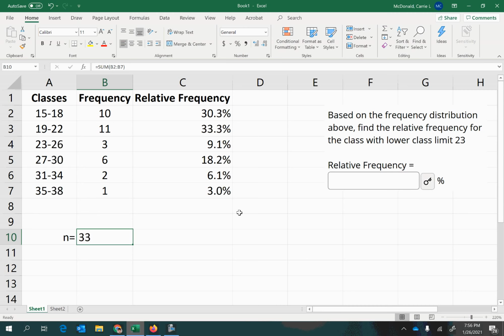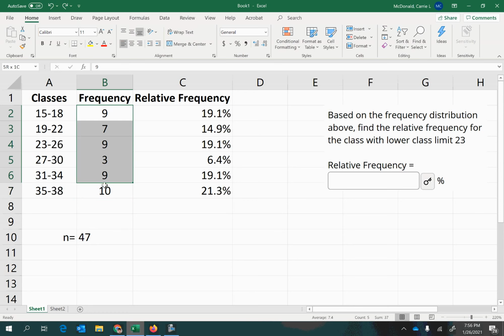For this problem, all you had to do was add up these frequencies. You could even do that by hand. 10 plus 11 is 21, plus 3 is 24, plus 6 is 30, plus 2 is 32, plus 1 is 33, right? So you can just add them up by hand. These are the original values they gave us. So 9 plus 7 is 16, plus 9 is 25, plus 3 is 28, plus 9 is 37, plus 10 is 47, right? So you can just add them up.